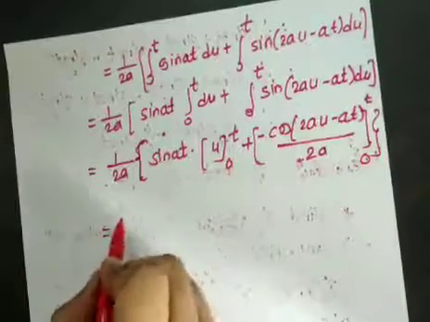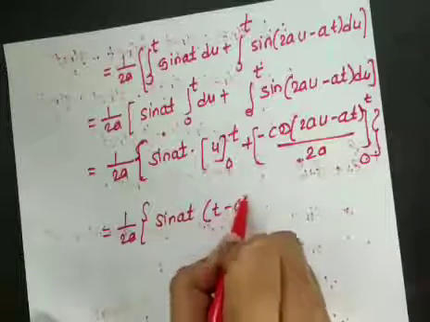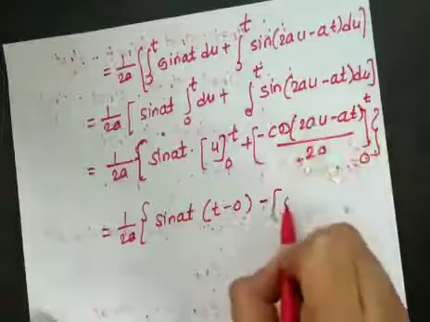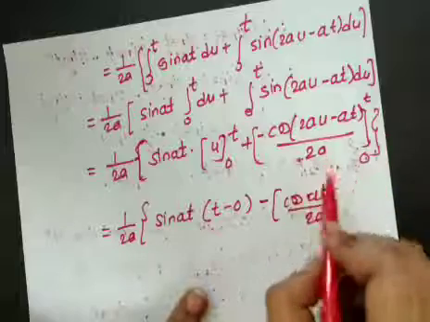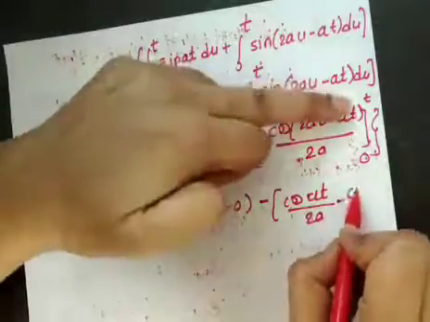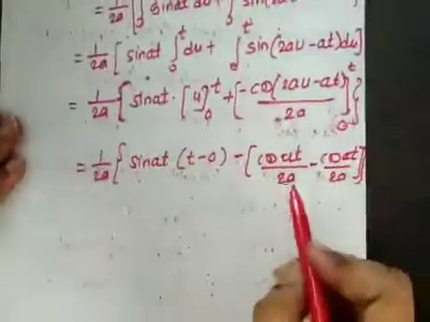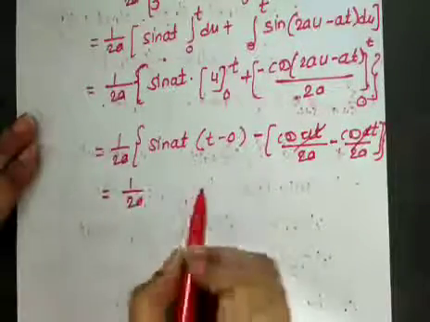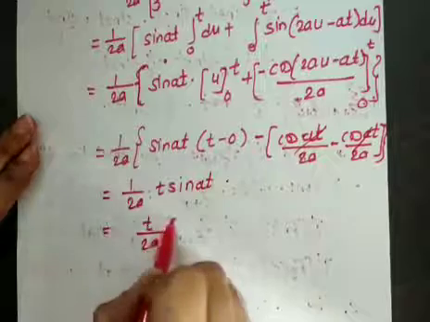So it is equal to 1 upon 2a sin at t minus 0. Here it is minus outside, so it is cos, upper limit is t, so cos(2at minus at), that is at upon 2a, minus lower limit, where u is 0, so minus cos of minus at. So it is cos of minus at, that is cos at upon 2a. These two get cancelled here, and it is just 1 upon 2a into t sin at. So the answer will be t upon 2a sin at.